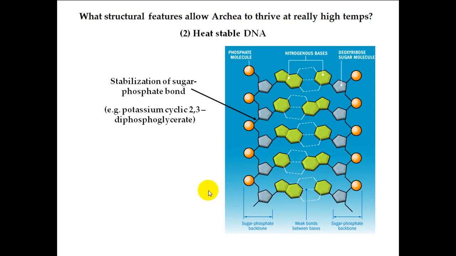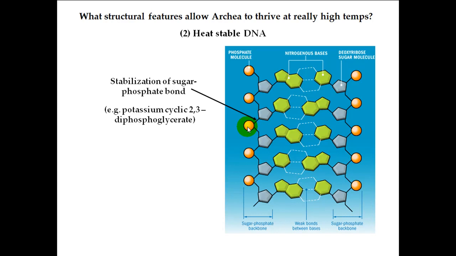So for example, there's this chemical called potassium cyclic 2,3-diphosphoglycerate that you find in archaea DNA, but not really in other types of DNA. And the purpose of this chemical is that it helps to stabilize the covalent bonds that you find between the sugars and the phosphates in the DNA of that archaea.